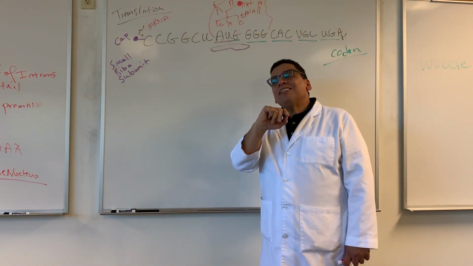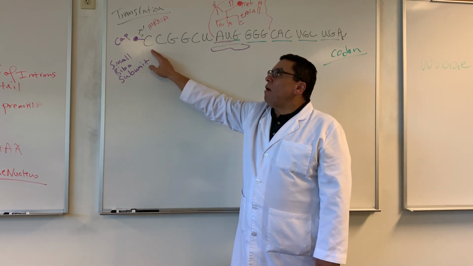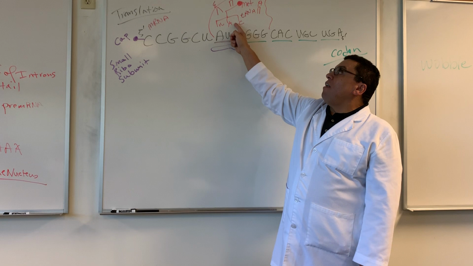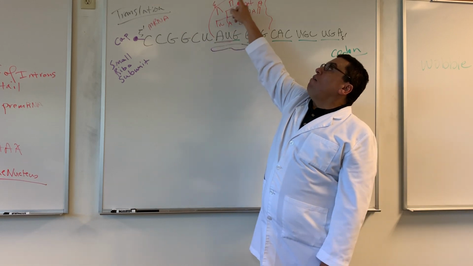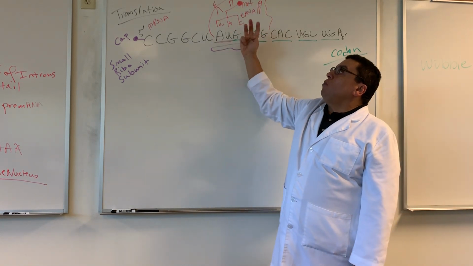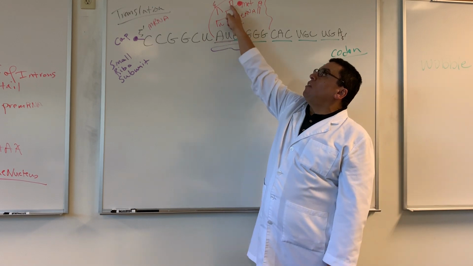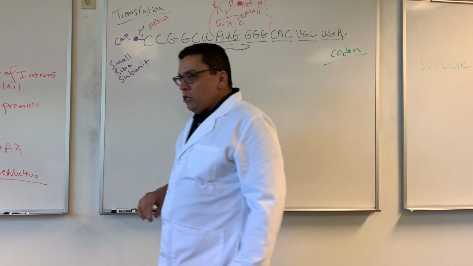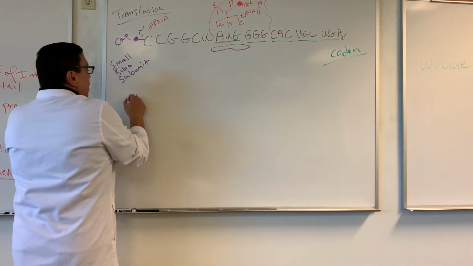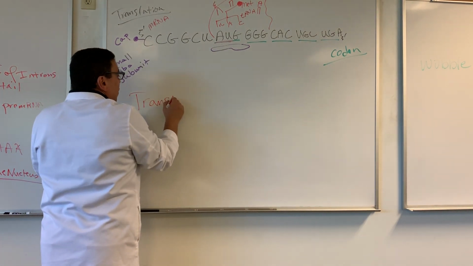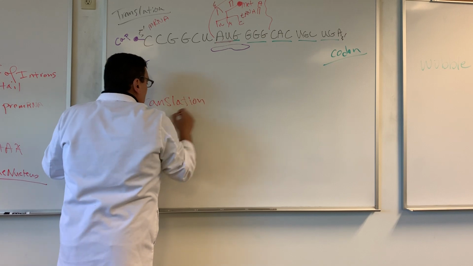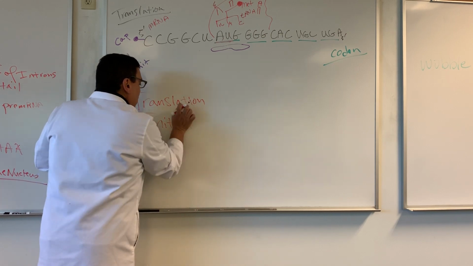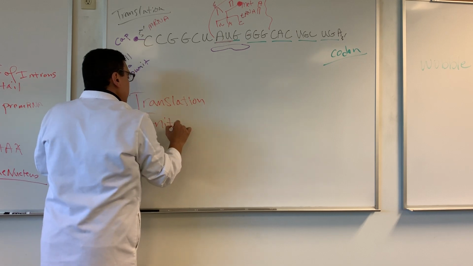So look what this is. The small subunit bound here. Looked for the AUG. Got it. Invited the first tRNA that has methionine. Then invited the large subunit and made sure that the first tRNA is positioned in the P site. That is translation initiation. That is the initiation of translation. Initiation.